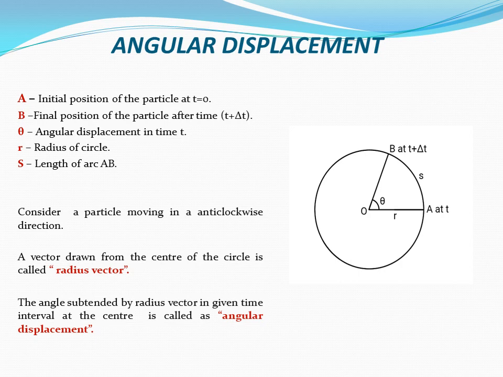Here we see that r is the radius of the circle, that means a vector drawn from the center of the circle to the circumference, and it represents the position of the particle. So we call this vector drawn from the center of the circle the radius vector, and it is also known as the position vector. And the angle subtended by the radius vector at the center in a given time interval is called angular displacement.